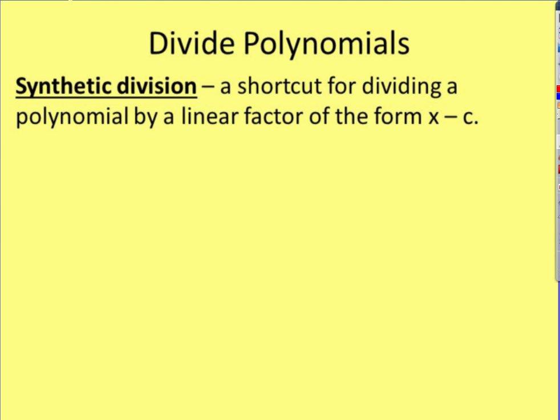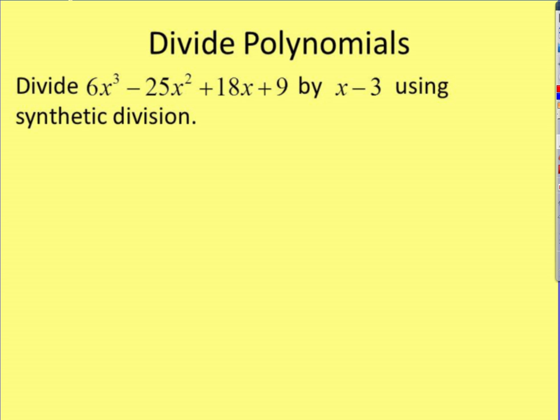We can only use synthetic division when we can get what we're trying to divide by in the form of x minus c. If we cannot get it into that form, you will have to divide using long division. So if we take a look, we are dividing in the form of x minus c. So the first thing we need to do is get the x value by itself.